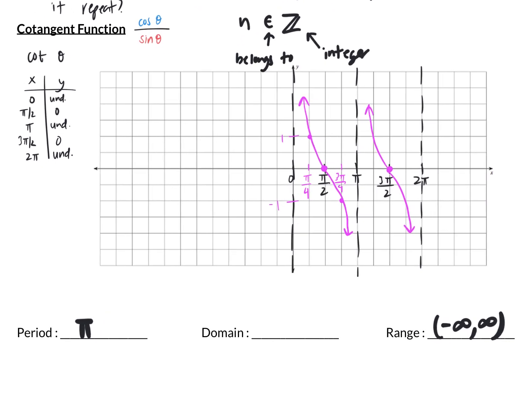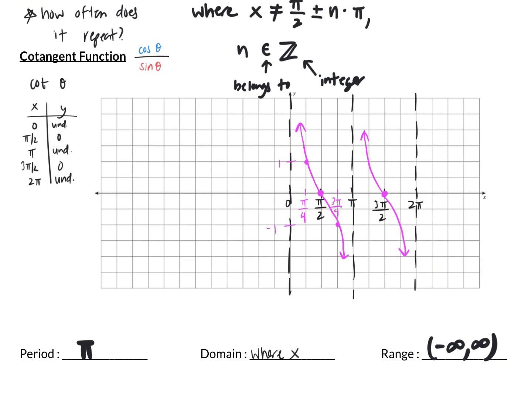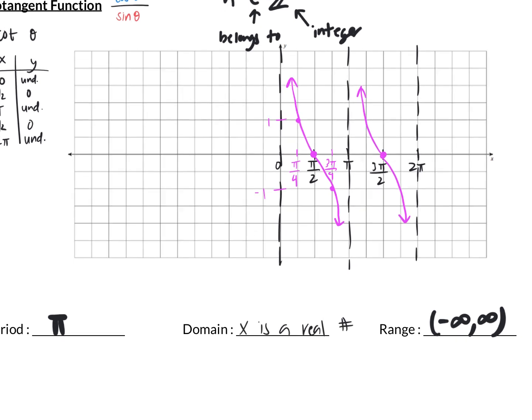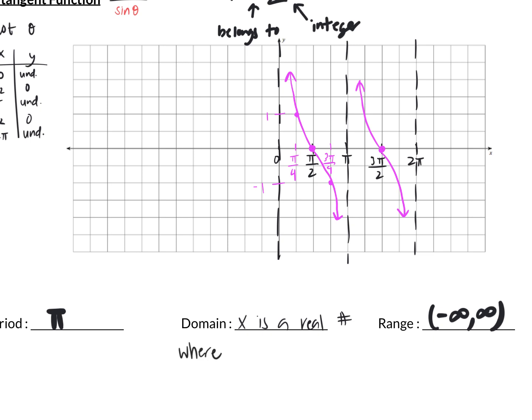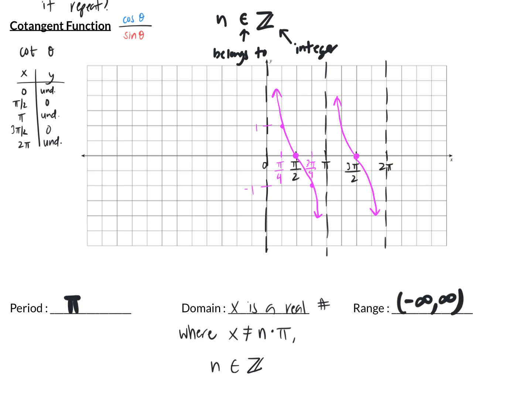So it's going to look something like this, where my x value is a real number. Actually, I wrote that wrong. Hold on. X is a real number is what I wanted to write first. X is a real number where x does not equal some number n times pi, where n belongs to the set of integers. Okay, fancy way of saying every length of pi, we're going to have a vertical asymptote there unless there is a shift of some sort.